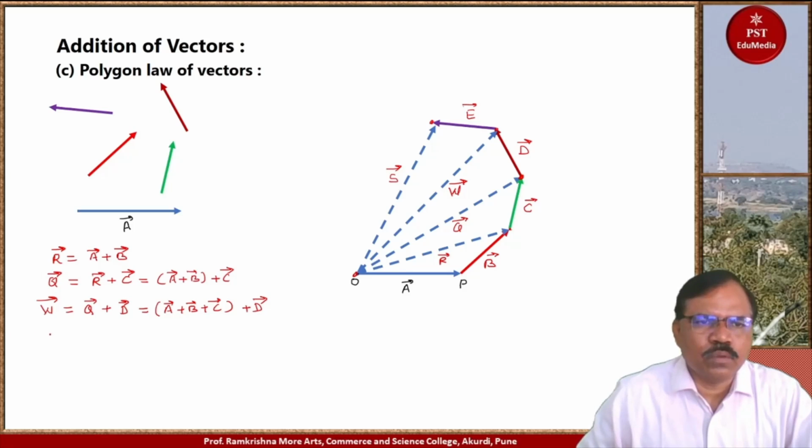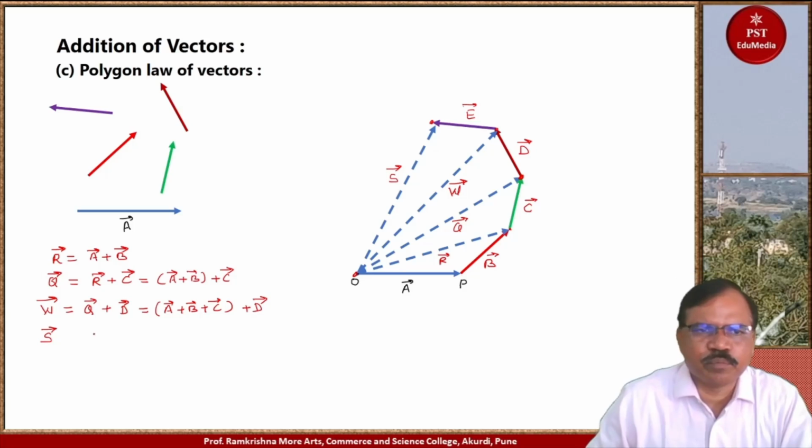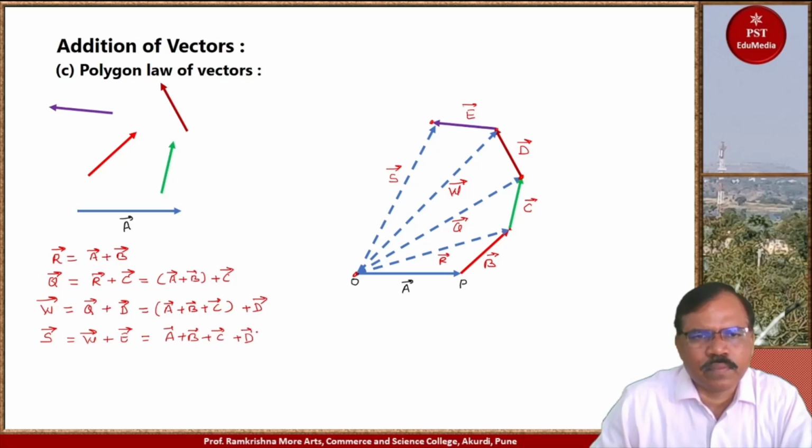So according to the law of triangle of vectors, S is equal to W plus E. Now we know W is equal to what? A plus B plus C plus D, and here plus E.